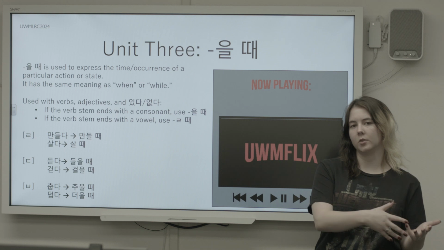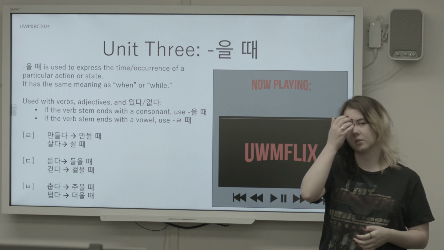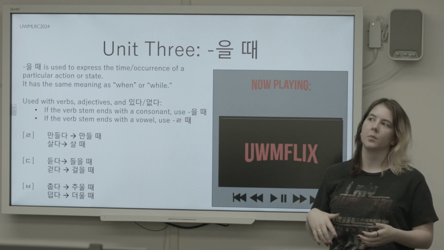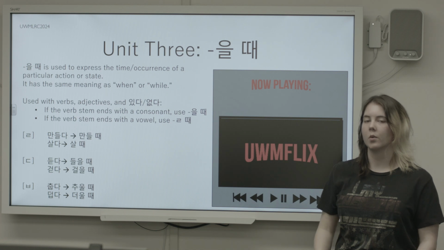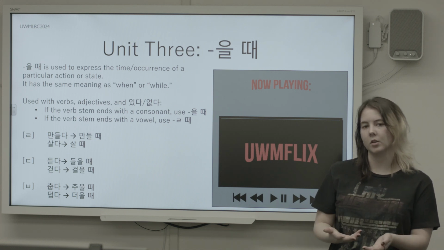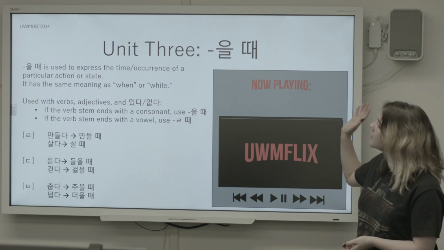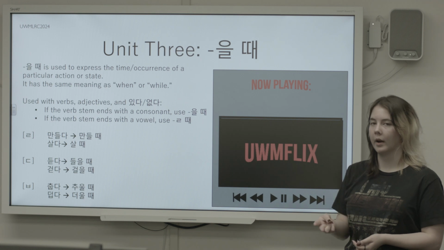Today we're talking about -을 때, which is used when you want to say when you did something or while you were doing something. So if you want to say when I was riding the bus this morning or when I brushed my teeth, this is when you can use -을 때. It has the same meaning as when or while.